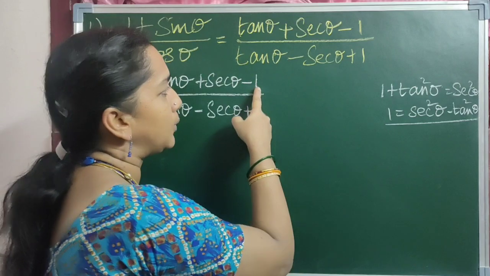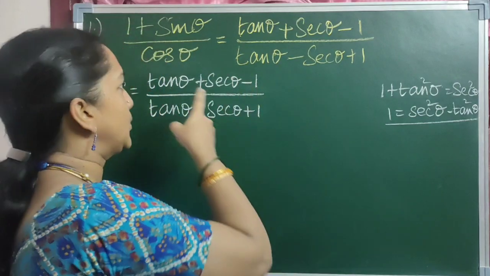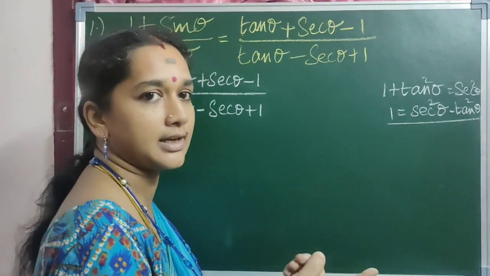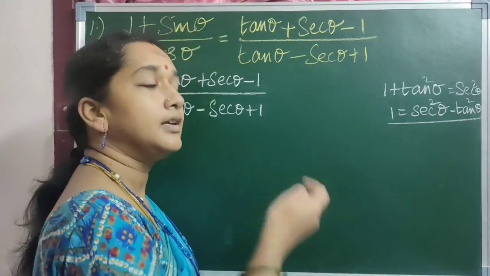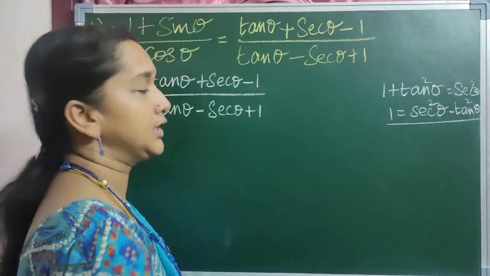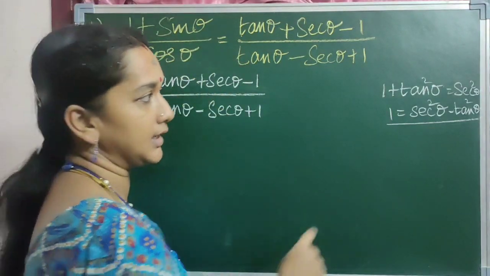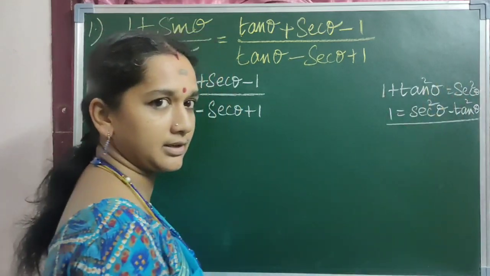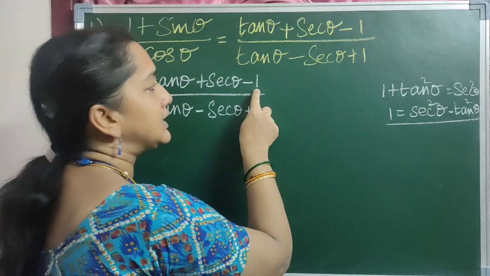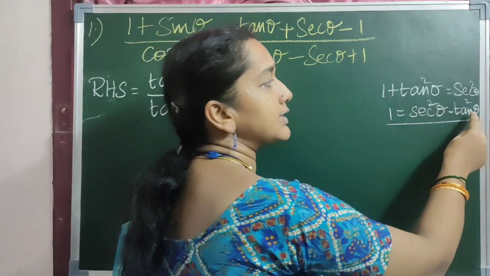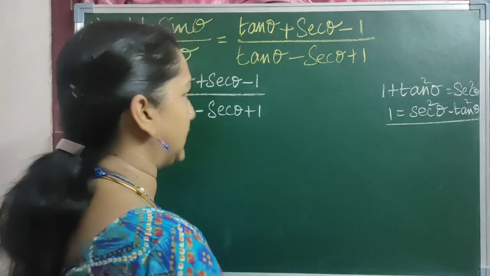If you have tan and secant, or cosecant and cot, or cos and sine, you can use the identities and substitute them. Since we are having tan and secant here, it is based on the identity 1 plus tan squared theta is equal to secant squared theta. I am replacing this 1 by writing secant squared theta minus tan squared theta.